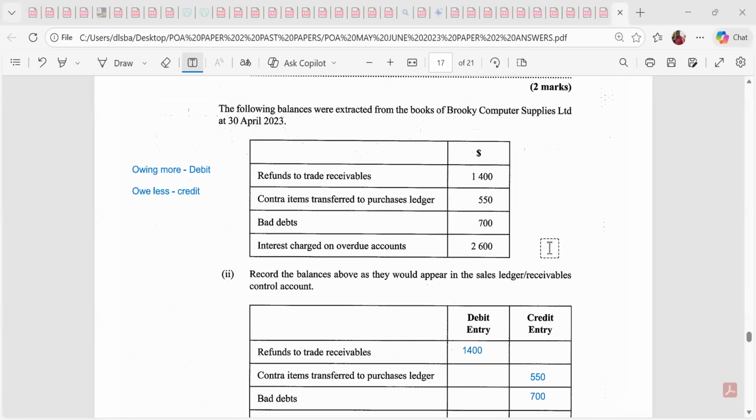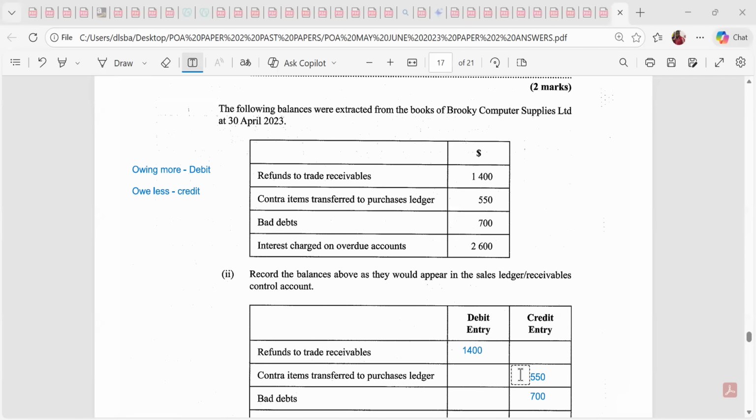Contra items transferred to the purchases ledger. This comes like I owe Chelsea $1,000, but Chelsea owes me $800. So we just say, hey, well, I'll just square it off. I will just owe you 200. It reduces the amount you owe, so that goes on the credit side.